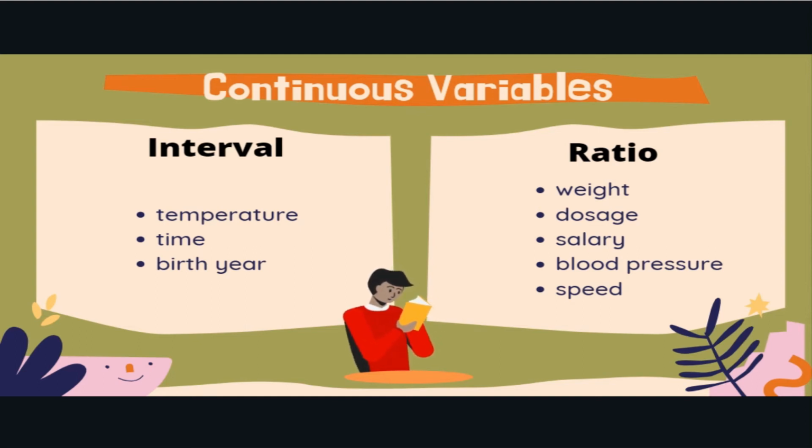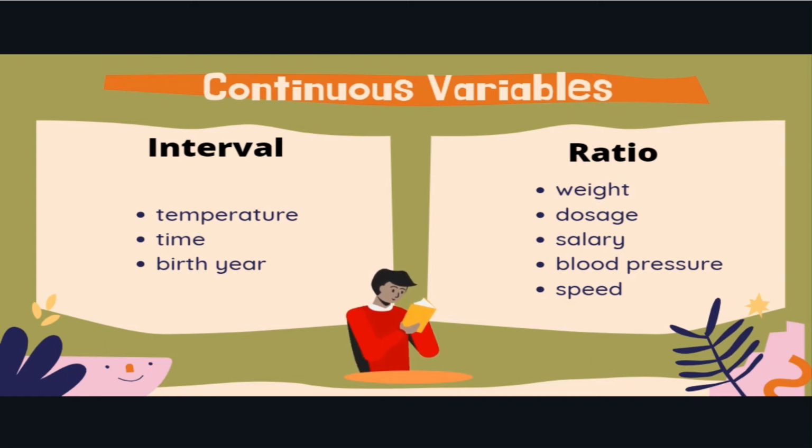Continuous variables can be further categorized as either interval or ratio variables. Interval variable is a measurement where the difference between two values does have meaning. The difference between temperature of 60 degrees and 50 degrees is the same difference as between 30 degrees and 20 degrees. The interval between values makes sense and can be interpreted. Other examples are birth year and time.